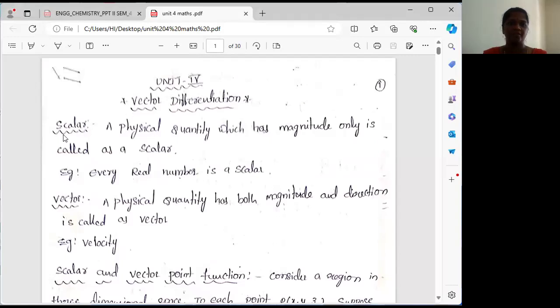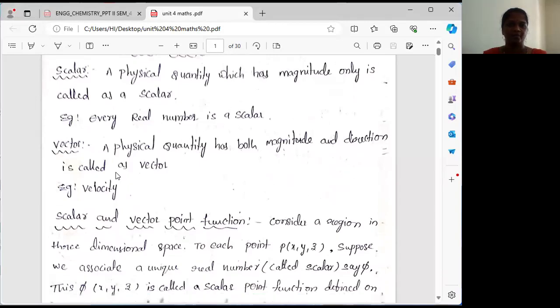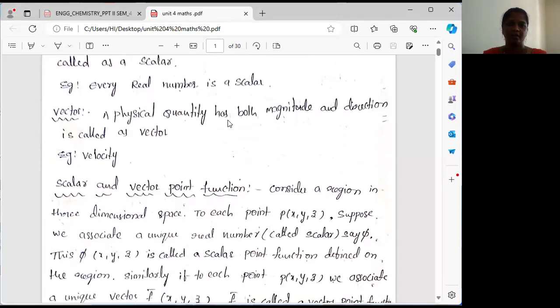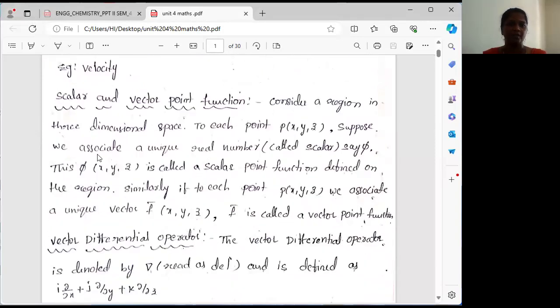Vector differentiation. What is a scalar? A physical quantity which has magnitude only is called a scalar. For example, every real number is a scalar. What is a vector? A physical quantity that has both magnitude and direction is called a vector. For example, velocity.